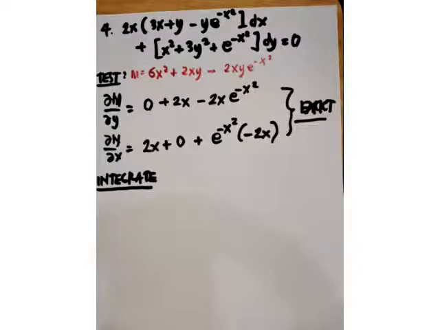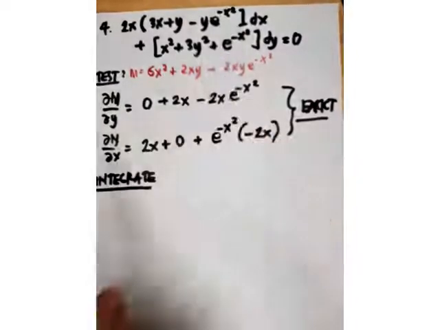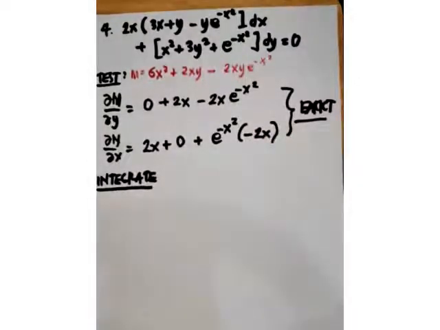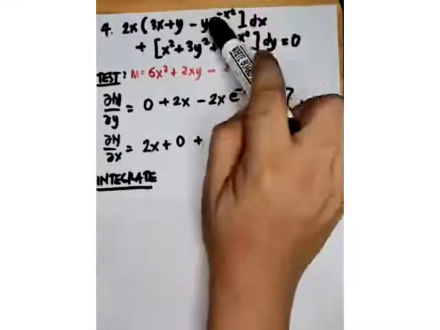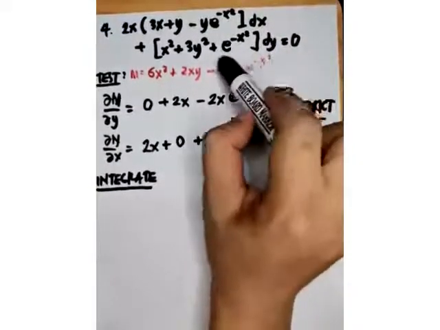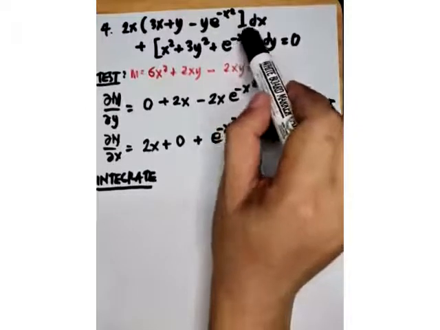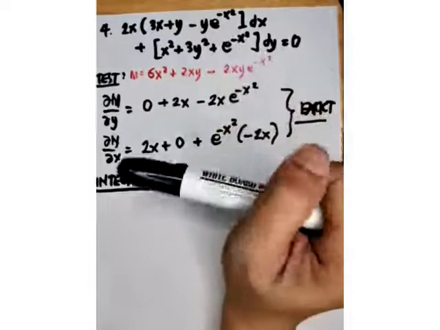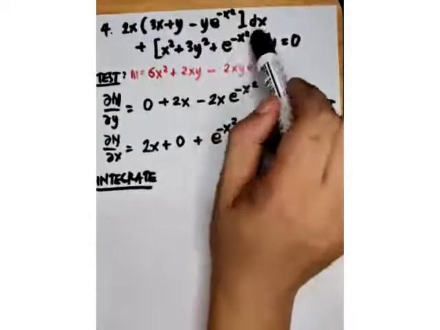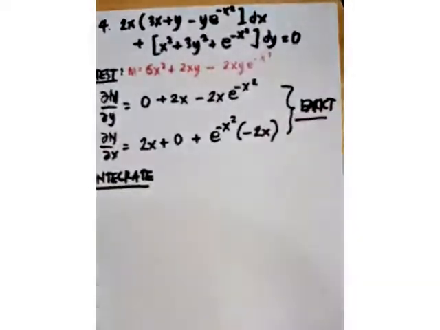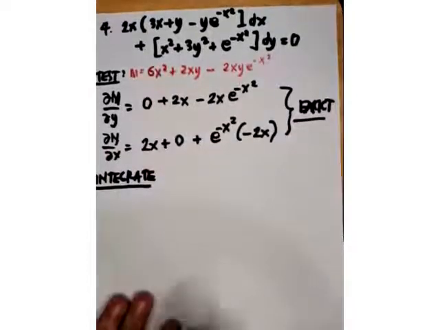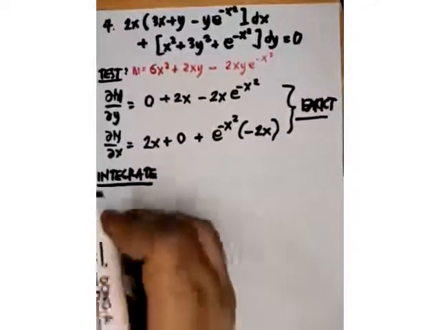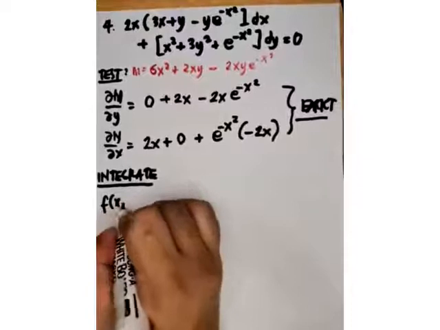Kasi ayoko i-integrate ito. Dito kasi constant yung e raised to negative x squared, kasi dy yon. So hindi ko i-integrate ito, di ba? Mahirap kasi siyang i-integrate. Kaya N yung ating pipiliin. So tama kayo. Kahit ako, kung akong pipili, N yung pipiliin ko.